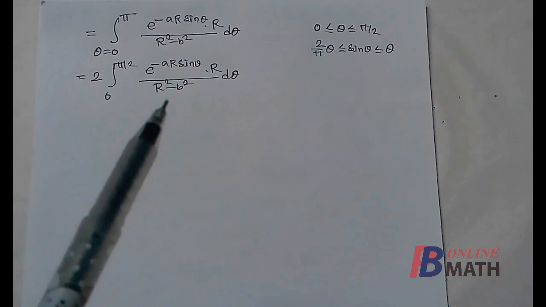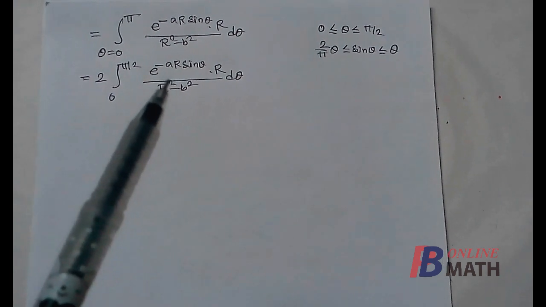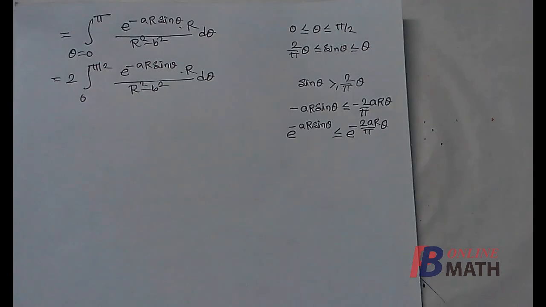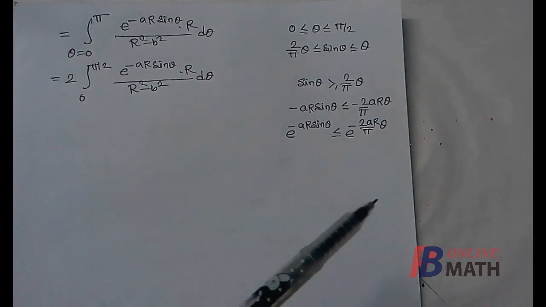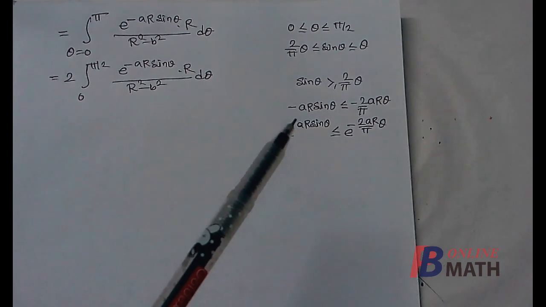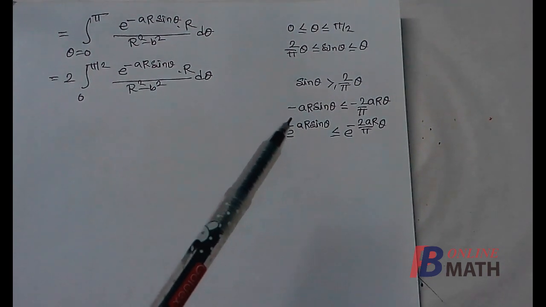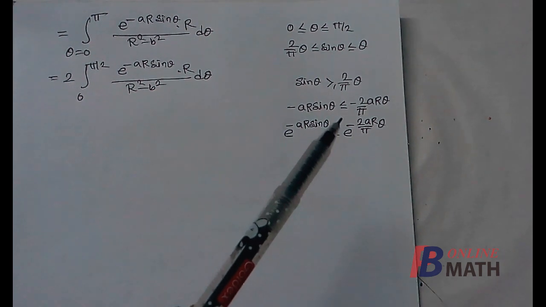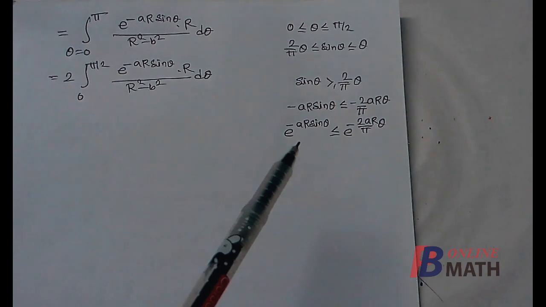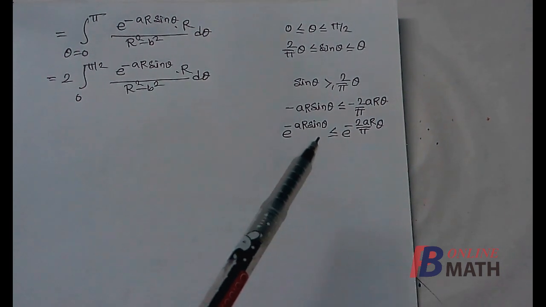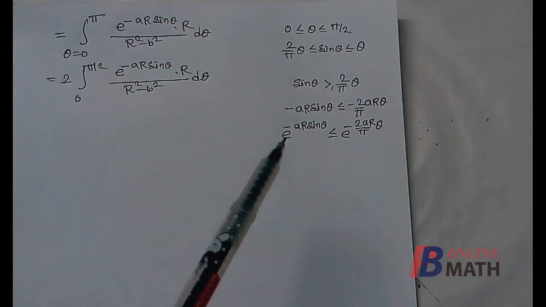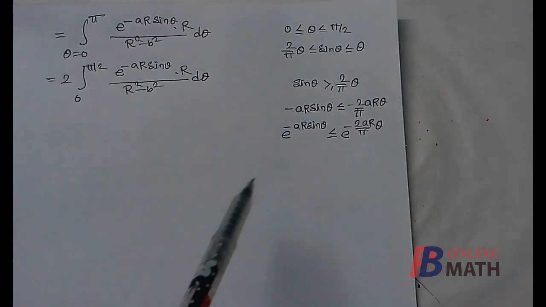Next we shall use the Jordan inequality on this function e to the power minus a R sin theta. So between 0 and pi by 2, we know that sin theta is greater or equal to 2 by pi into theta. So multiplying by minus a R, we find that minus a R sin theta is less or equal to minus 2 by pi a R theta. So e to the power minus a R sin theta is less or equal to e to the power minus 2 a R by pi into theta, because the exponential function is an increasing function.